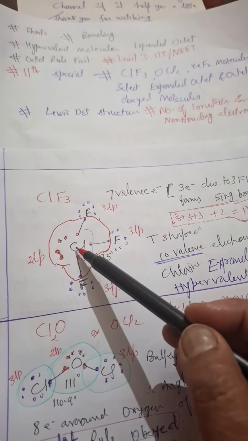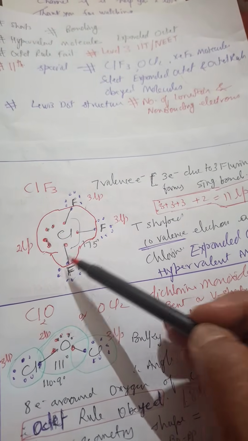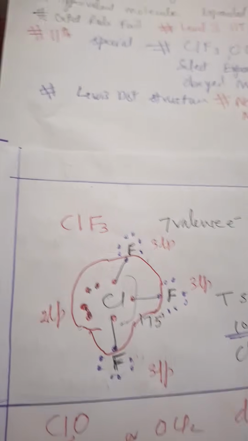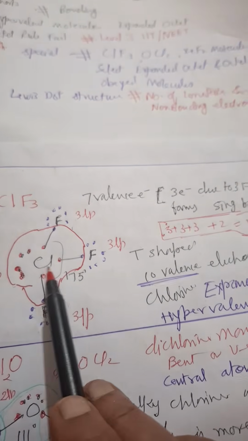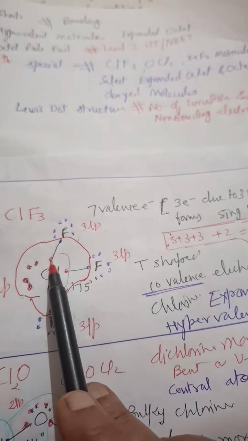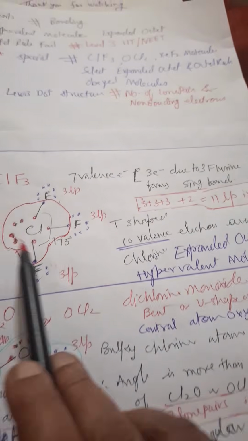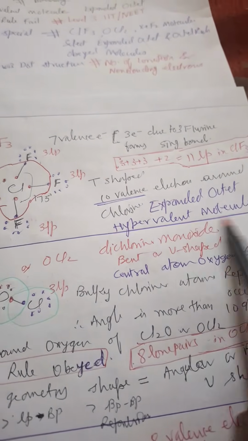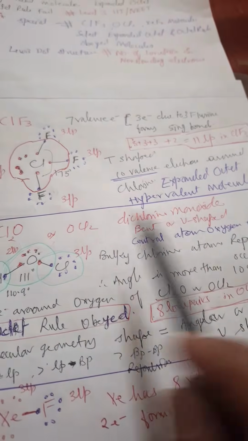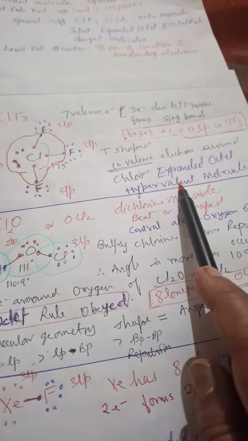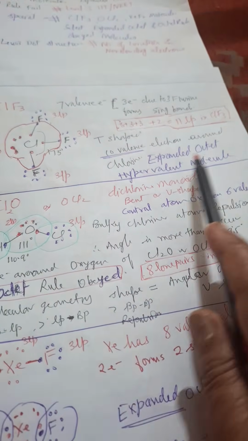So how many electrons are there now around chlorine? 2, 4, 6 electrons from the bonds, and then 7, 8, 9, 10: a total of 10 valence electrons around chlorine. So it is an expanded octet or hypervalent molecule. Clear? When the central atom possesses more than 8 electrons around it, that is called a hypervalent molecule, and that is also called expanded octet, because it fails the octet rule but passes for expanded octet.